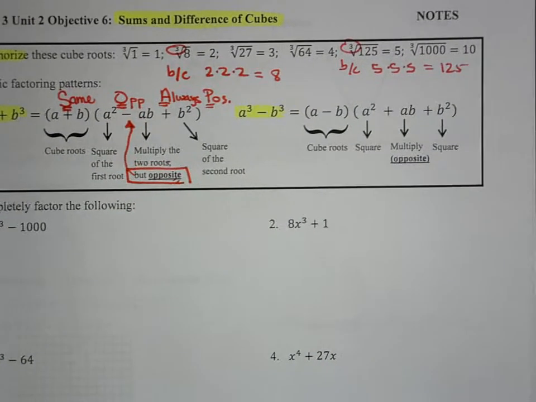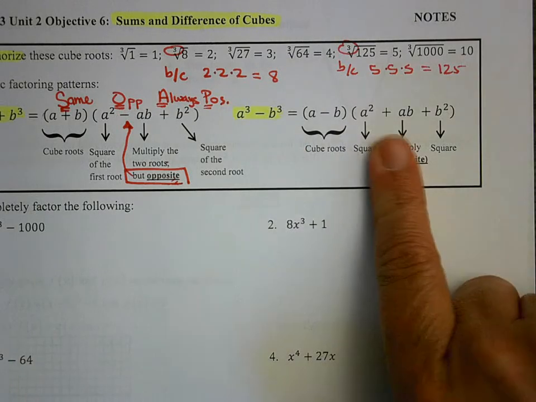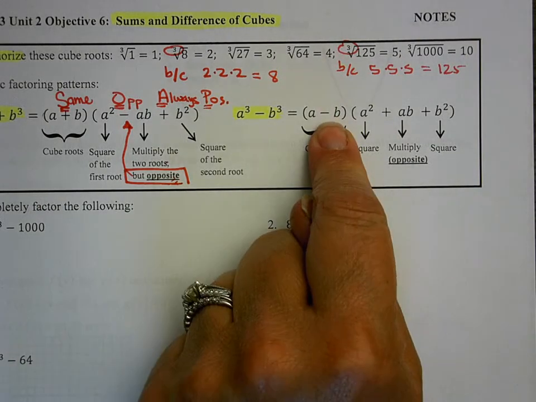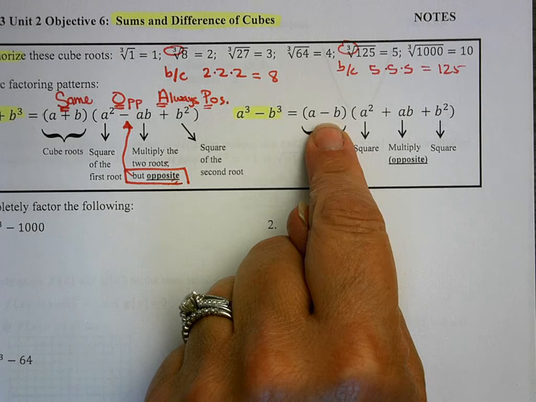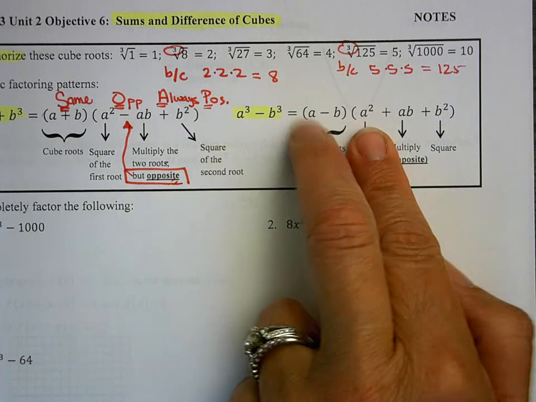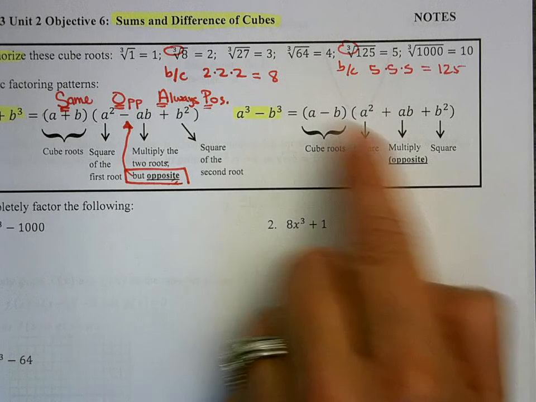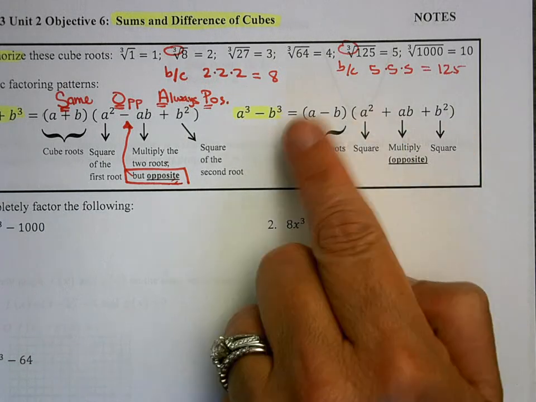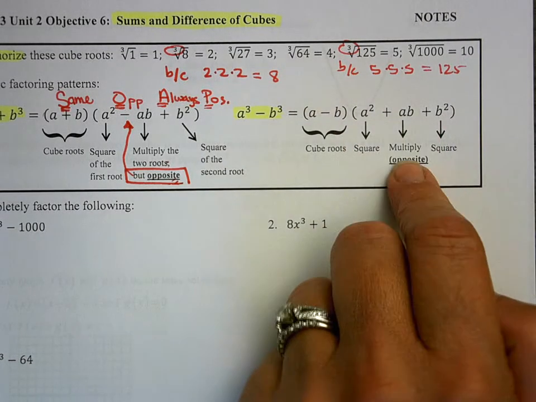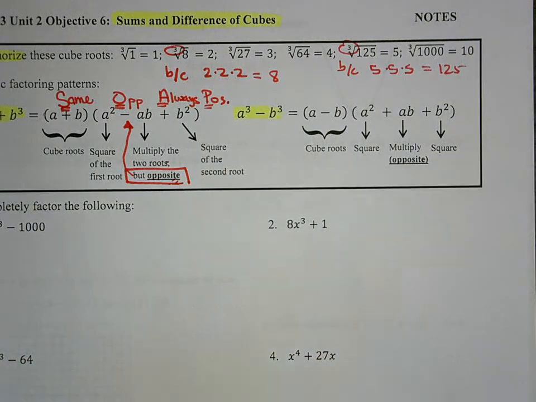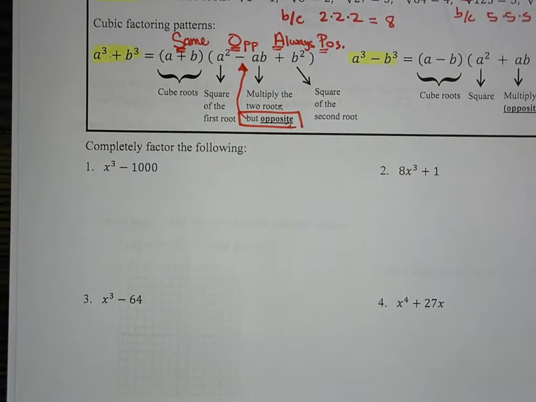All right, so for the subtraction, it's the same. My cube roots go here in my binomial, and then I square, and then I multiply, but don't forget to do opposite, and then I square the second one. So square of the first, square of the second, multiply and opposite in the end. Okay. All right, so let's see if we can figure out that pattern.